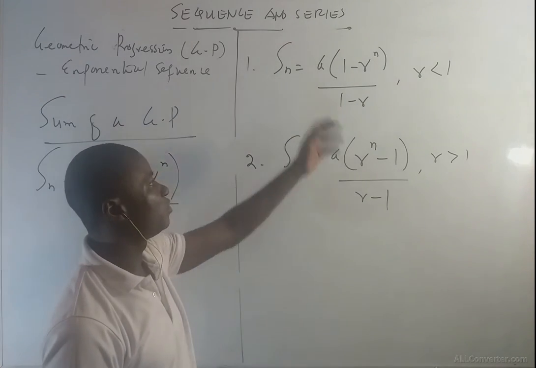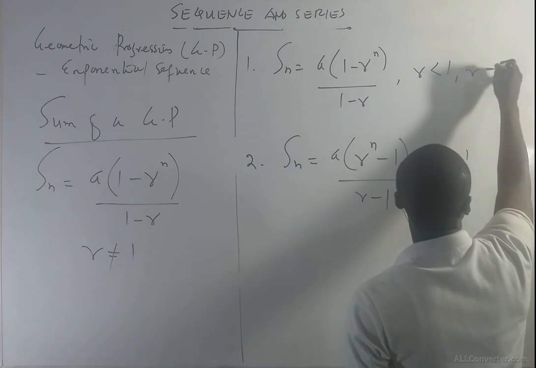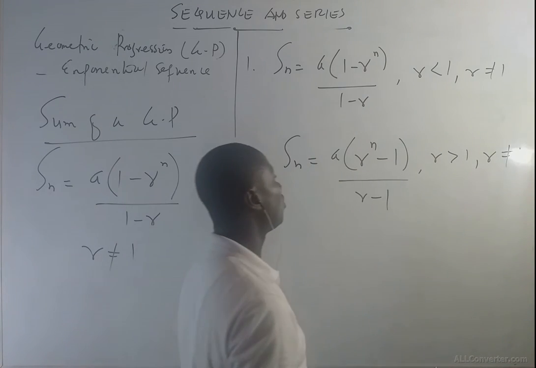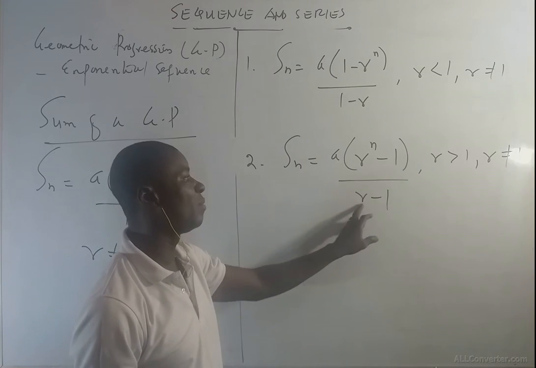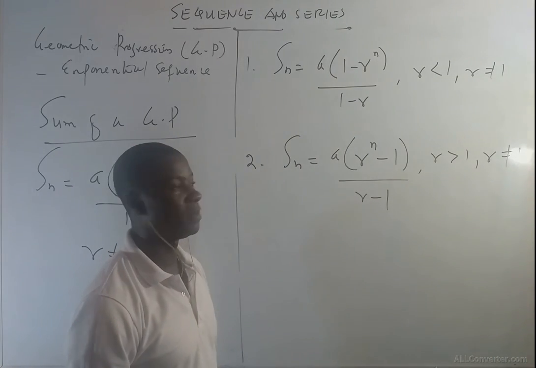Which of the formulas you are supposed to use. But in all these cases, remember that your r should not be equal to 1, because if r is equal to 1, the denominator will go to 0, because r minus 1 will be 1 minus 1, that will be 0. Anything divided by 0, we will not be able to find the sum.